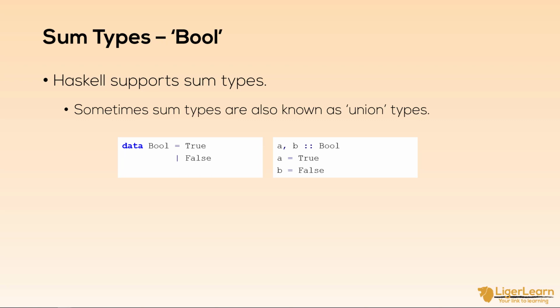Bool is probably the simplest sum type that you can come across because there are only two possible values and the constructors themselves do not take any arguments. We will see some more complicated sum types later.